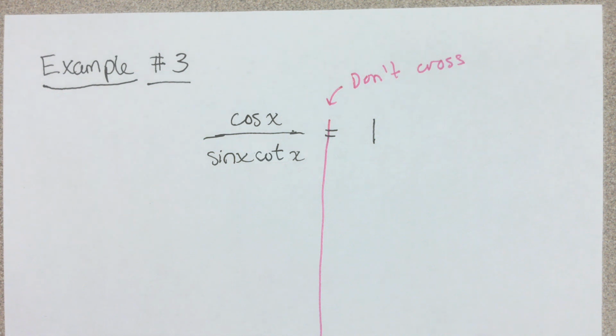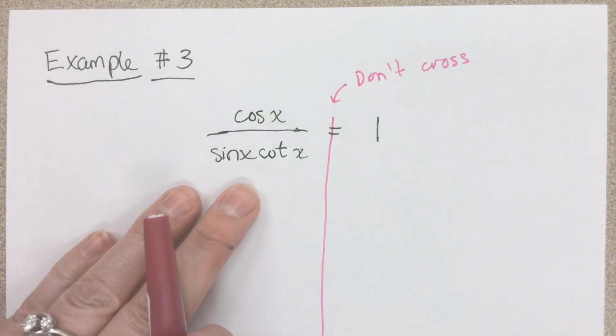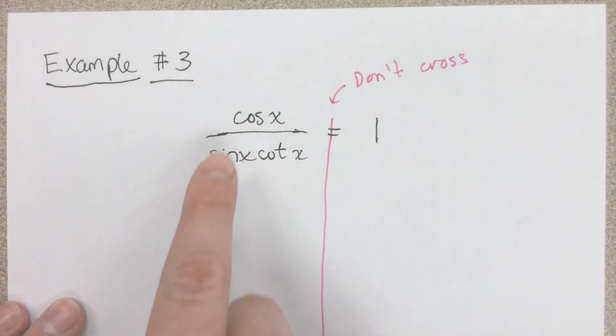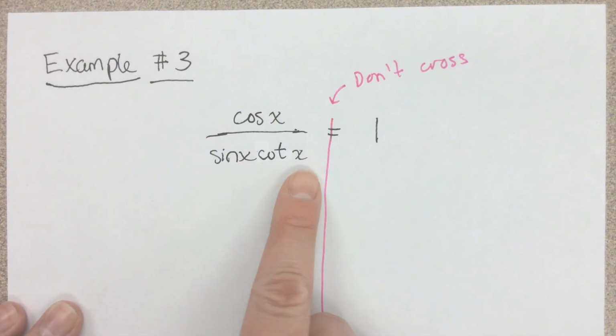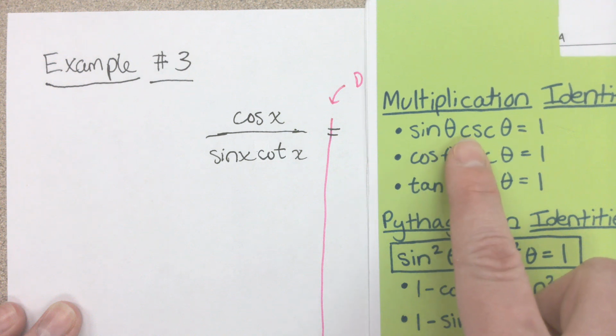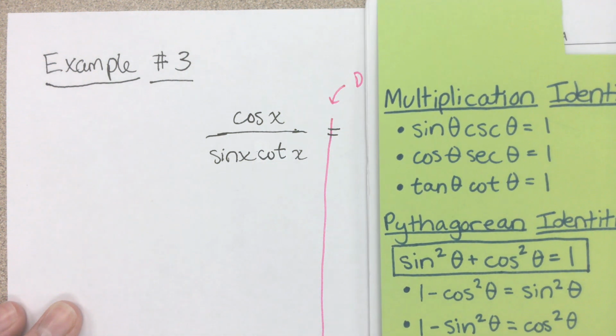Now, when you get just 1 on the right side, you don't have much to do with that at all, because there's a lot of options that equal 1 on this slider. So obviously the right side can't change at all. We need to somehow, some way turn this into 1. So we're going to work with the left side till we end up with 1. We have cosine over sine cotangent. Sine cotangent, there's multiplication there, but those are not reciprocals. Sine and cosecant are, so we can't do that.